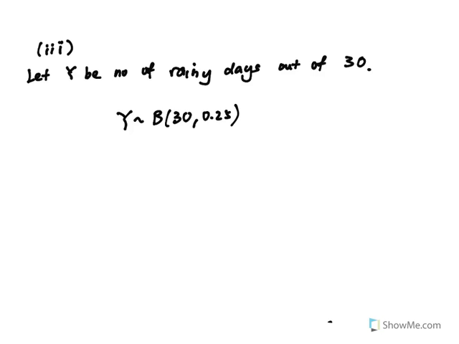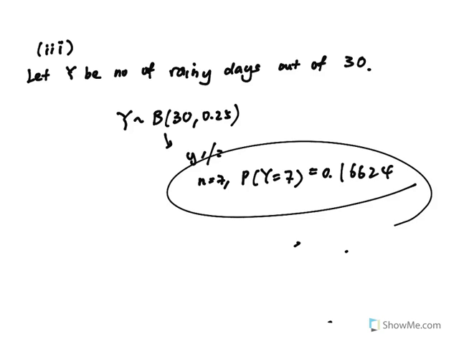Working in the GC, you just key in Y1, and then look for the value of n that gives you the highest probability. You notice that when Y equals 7, the probability is 0.716624. So the most probable, most likely value is 7.